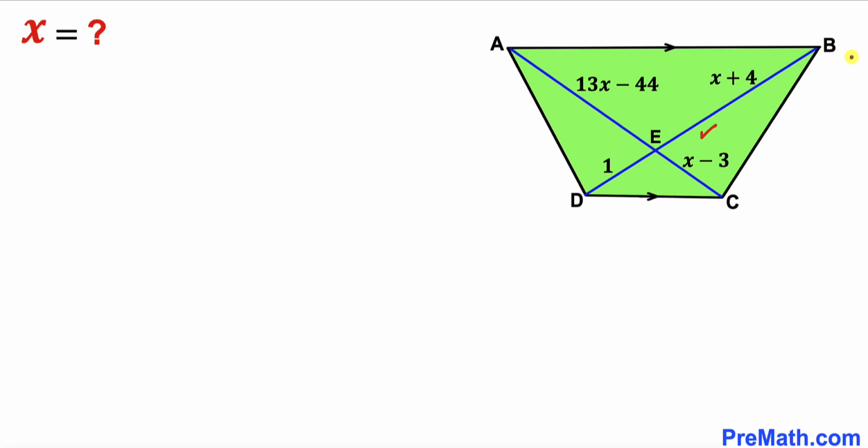In this video, we have these two intersecting diagonals inside this trapezoid ABCD, as you can see in this diagram, such that segment AE is represented by 13x minus 44, and segment EB is represented by x plus 4. Furthermore, segment DE is 1, and segment EC is represented by x minus 3. Now we are going to solve for x. In other words, we are going to find the value of x.